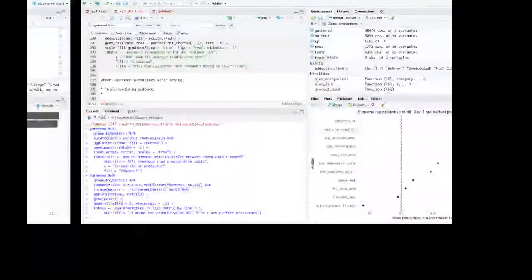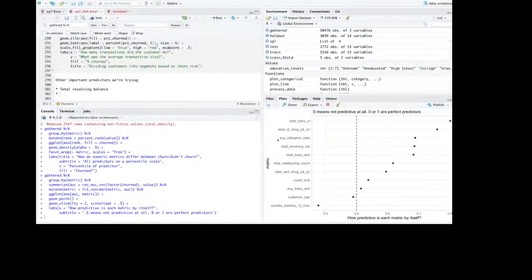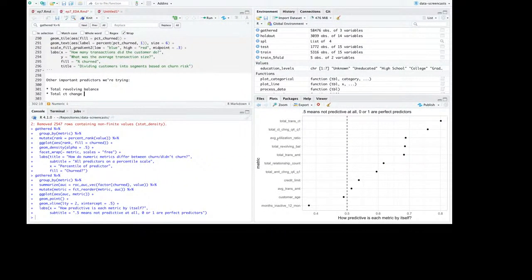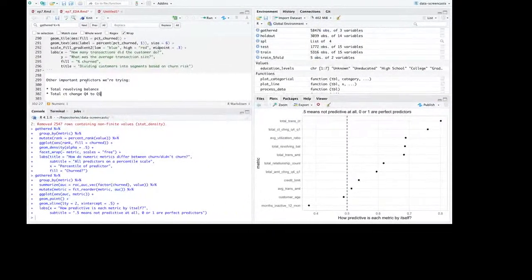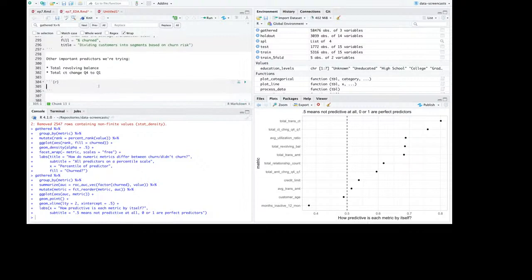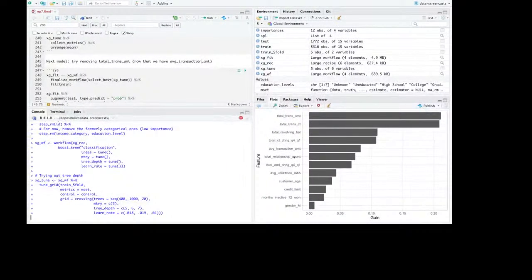All right, so the total revolving balance, total change Q4 to Q1. Yes, let's look at a few of those. And revolving balance, what is it related to most? Total amount, no, total count change, total amount change.